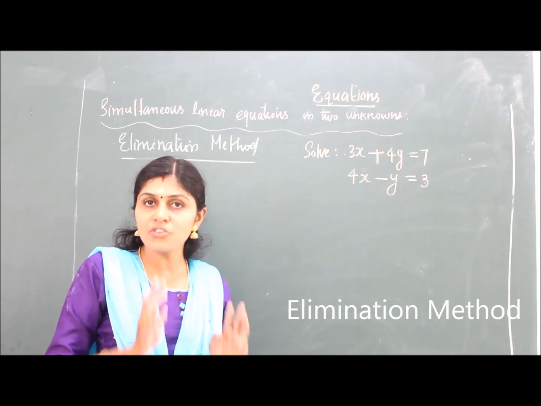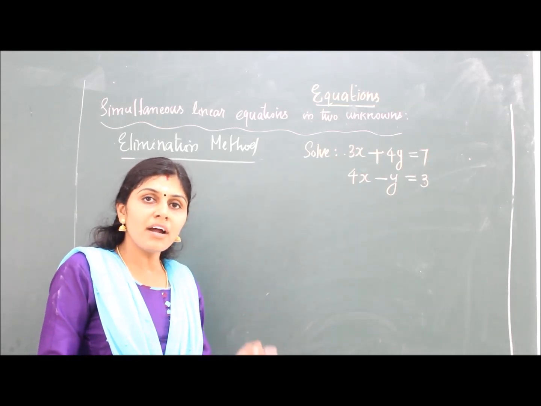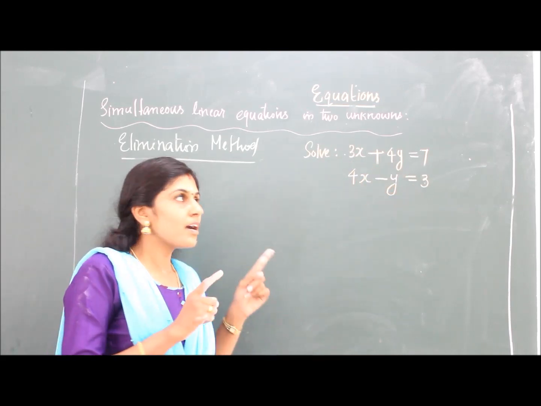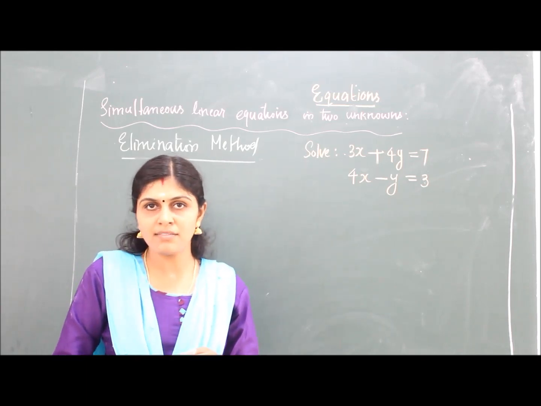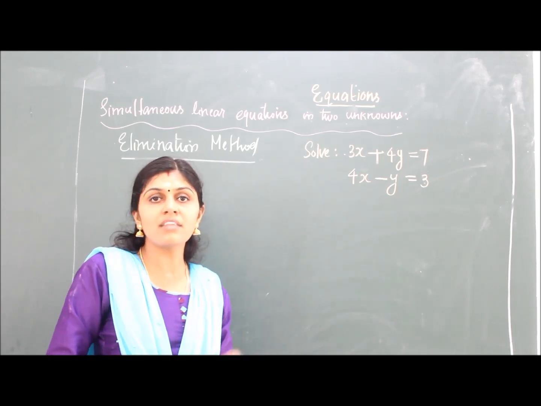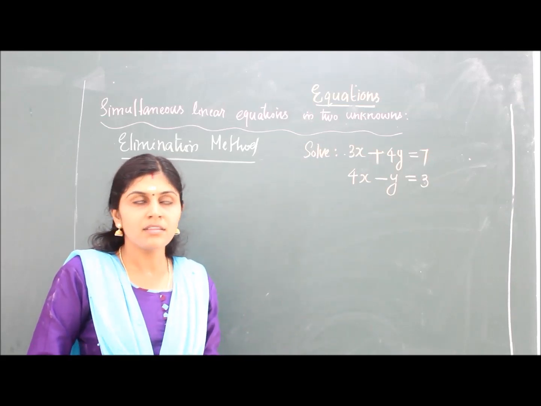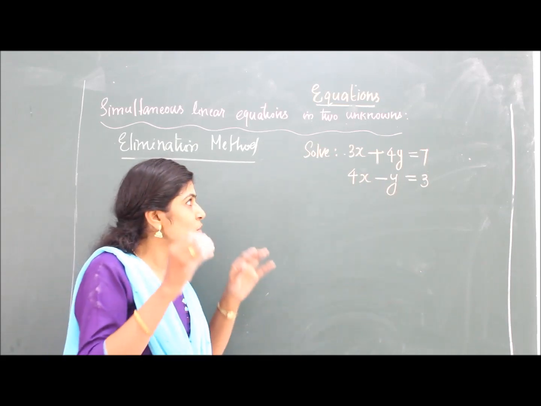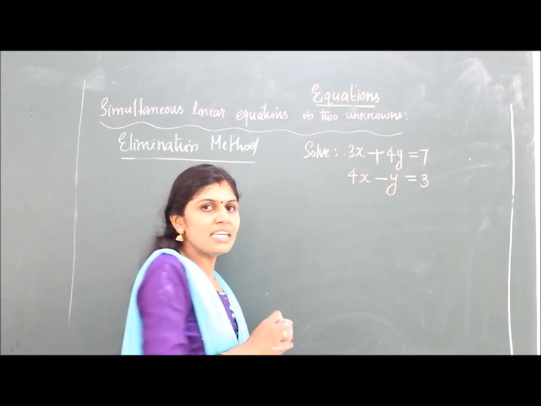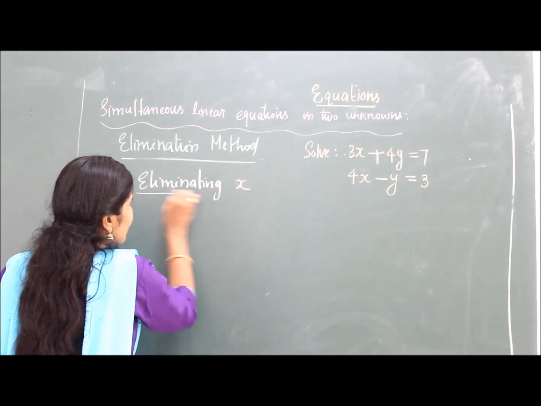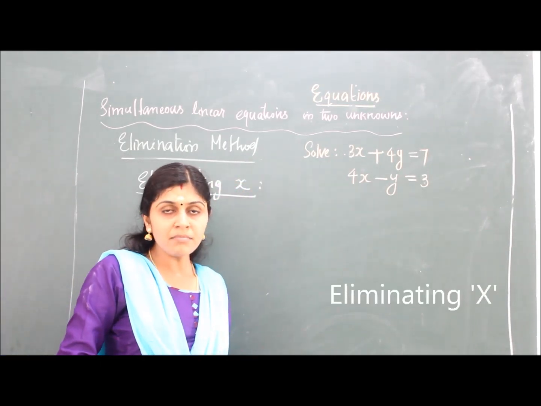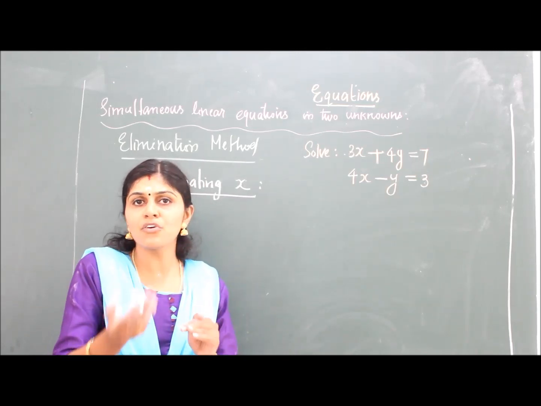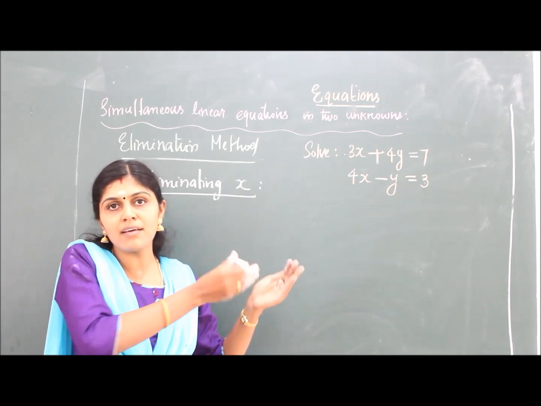So we are going to deal with the first method of solving simultaneous linear equations in two unknowns, that is the elimination method. As I told you, in the elimination method, we have two variables, so we are going to eliminate one of them. It is your choice which variable you want to eliminate. I will show you both ways, eliminating x as well as y. First, I am going to eliminate x and make a new equation which contains only y, so that it is easy for us to solve, like a simple linear equation that we have studied earlier.